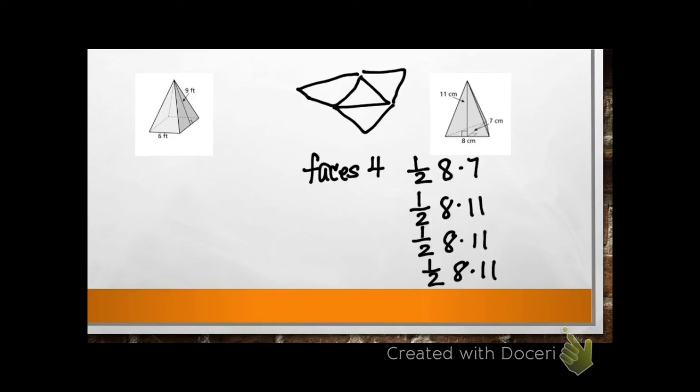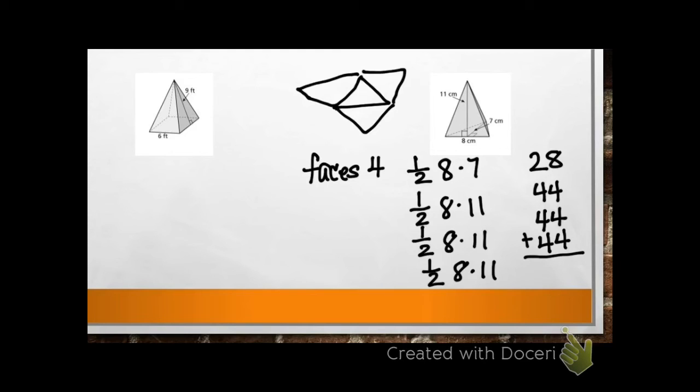Okay, 1/2 of 8 is 4. What's 4 times 7? 28. 1/2 of 8 is 4. What's 4 times 11? 44. And I'm going to write that 3 times. And then I'm going to add them together.